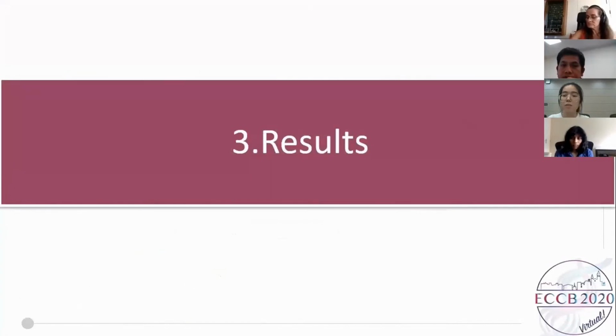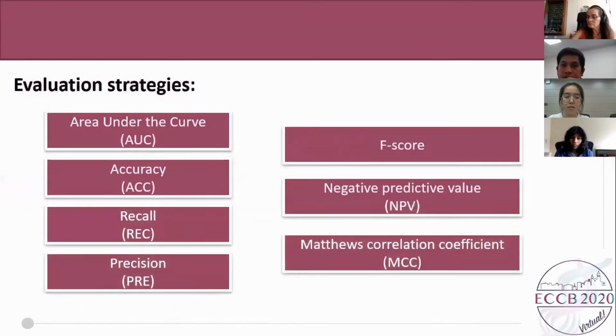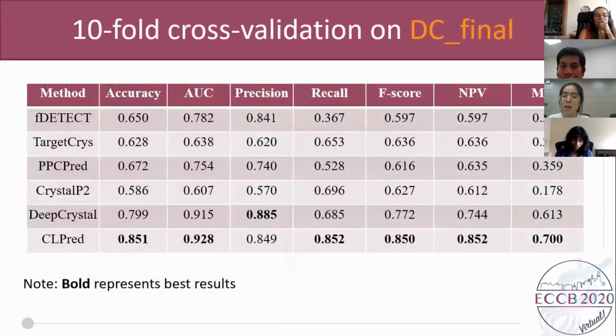Next, I will show you the performance of our method. We use multiple evaluation indicators, including the area under the curve, accuracy, recall, precision, F-score, negative predictive value, and Matthews correlation coefficient. We evaluate the predictive performance of these 5 sequence-based protein crystallization predictors by 10-fold cross-validation, as shown in the table. Our model outperforms the other predictors in terms of accuracy, AUC, recall, F-score, NPV and MCC.